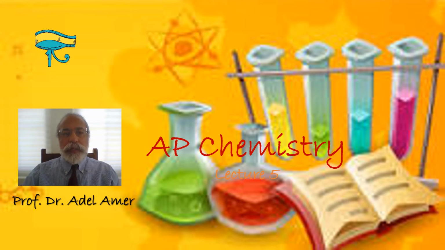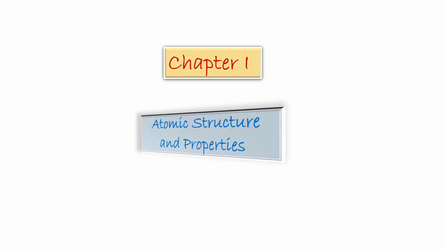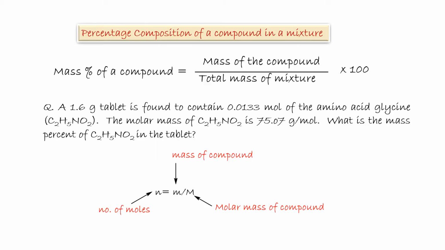Hello everyone, welcome to AB Chemistry, General Chemistry Lecture 5. Let us continue in Chapter 1, Atomic Structure and Properties. Percentage composition of a compound in a mixture. The mass percent of a compound equals the mass of the compound divided by the total mass of a mixture times 100. Let's have an example.